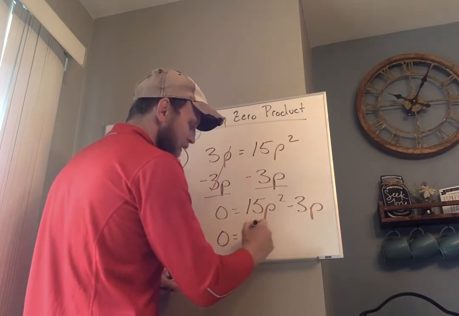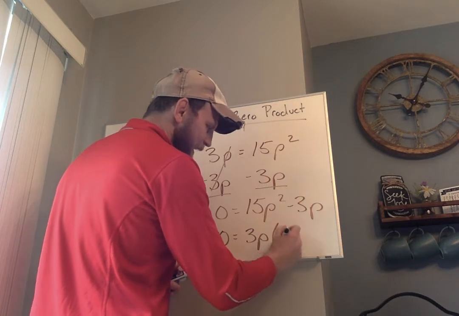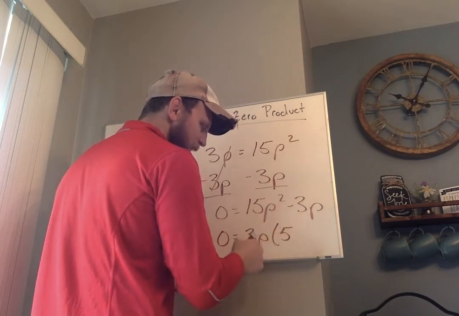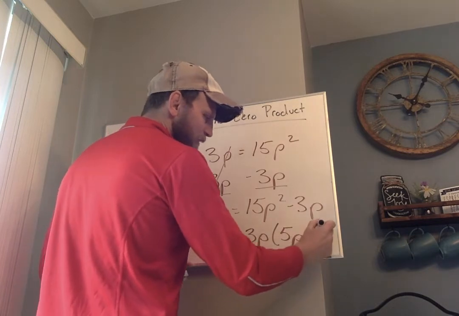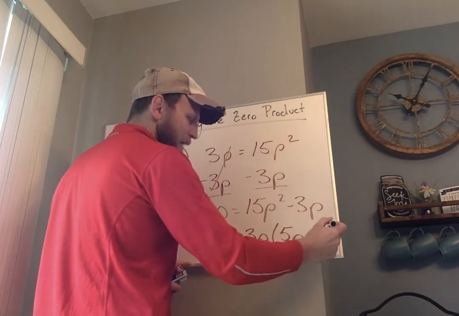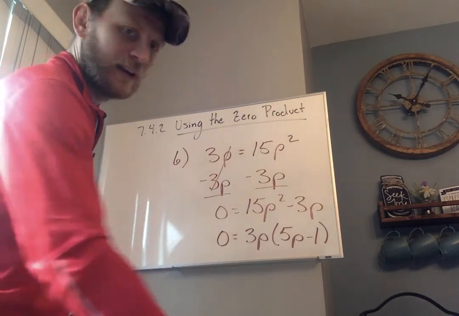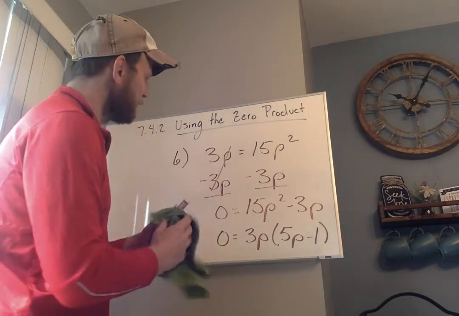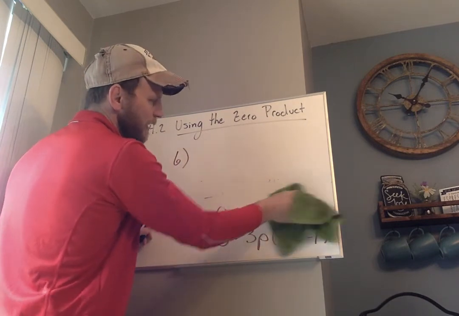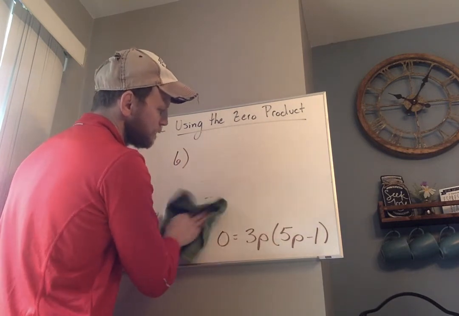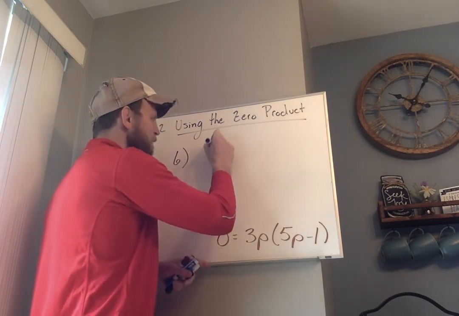So I have 3p coming out. 15 divided by 3 is 5. p squared divided by p is p. 3 divided by 3 is 1, so it's going to be -1. p divided by p, well, there we go. So now I have these 2 parts. All right. Now, let me erase this so I have some room. I'm just going to rewrite this piece up here.